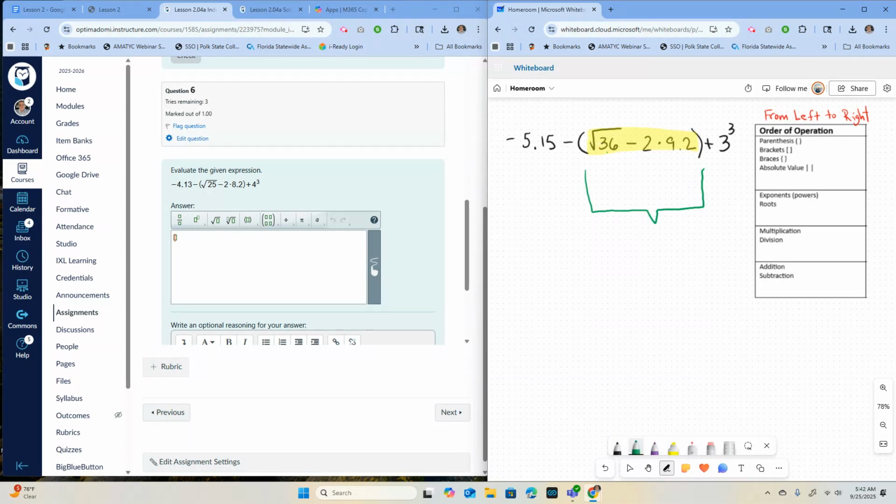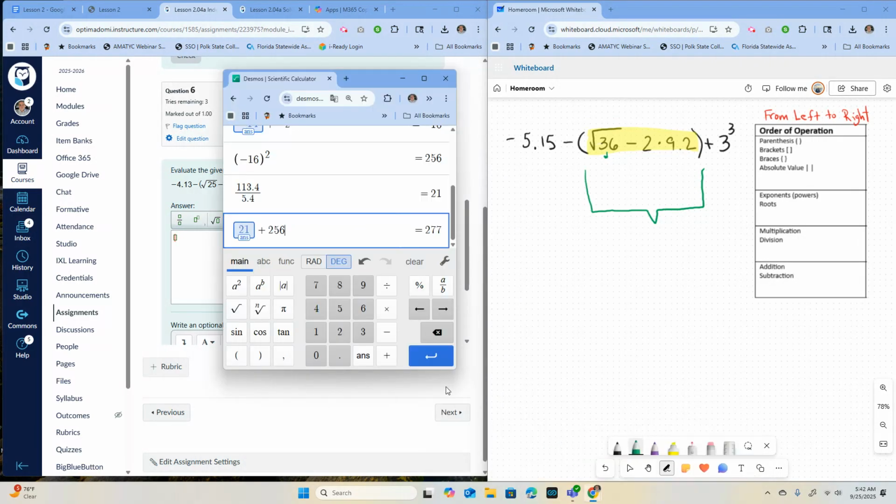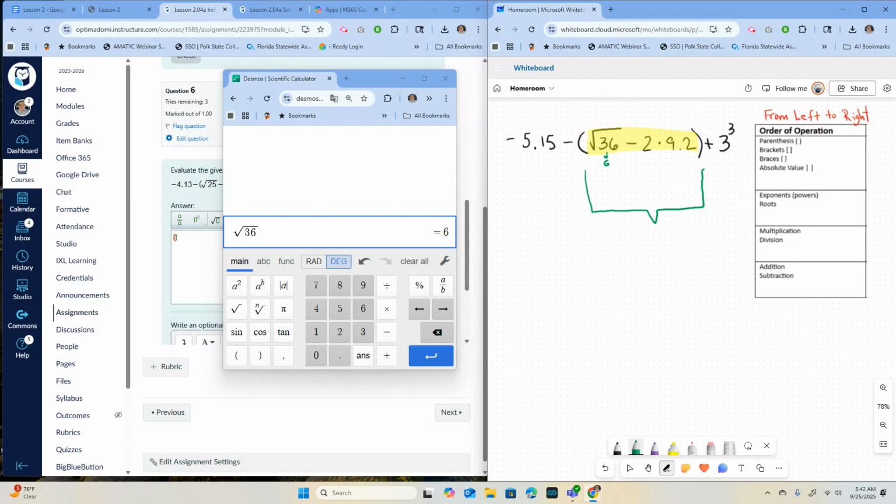So what is my square root of 36? My square root of 36, let's get the calculator. Okay, your calculator is going to become your best friend here in this class. So square root of 36, and you can see I got 6. Okay, and then after I do that, the next thing I need to do is 2 times 9.2. Why that? Because multiplication comes before subtraction. So in my calculator, I'm going to do 2 times 9.2. You can see that I got 18.4.